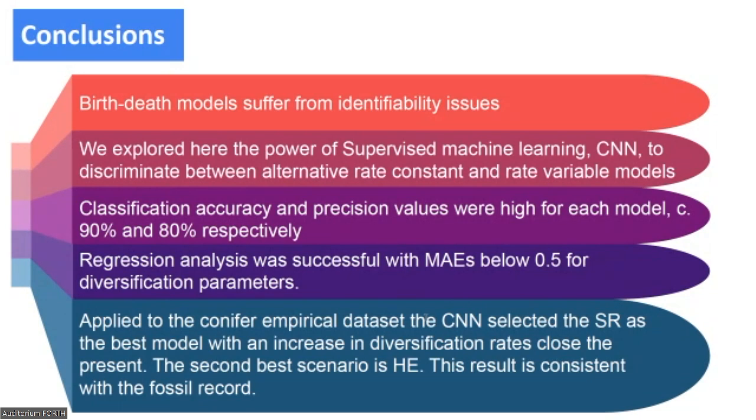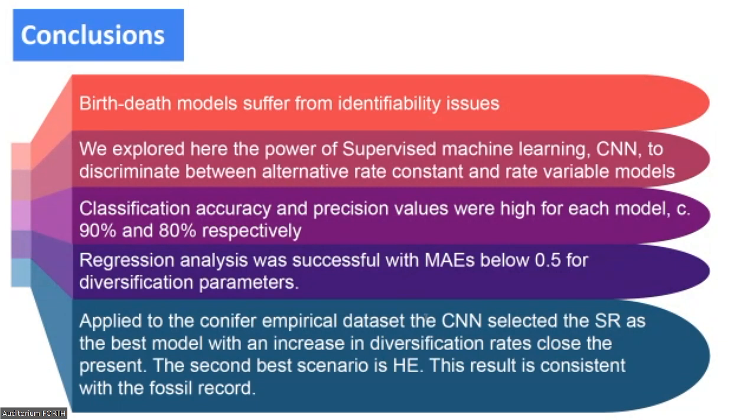Also, when we applied this algorithm to our empirical case, it fits a stasis and radiate as the best model, with an increase in diversification rates close to the present. The second best scenario is high extinction. And this result is consistent with the fossil record, which says that some groups in the conifers are experiencing a radiant moment right now, and other groups have been exposed to high extinction over time.